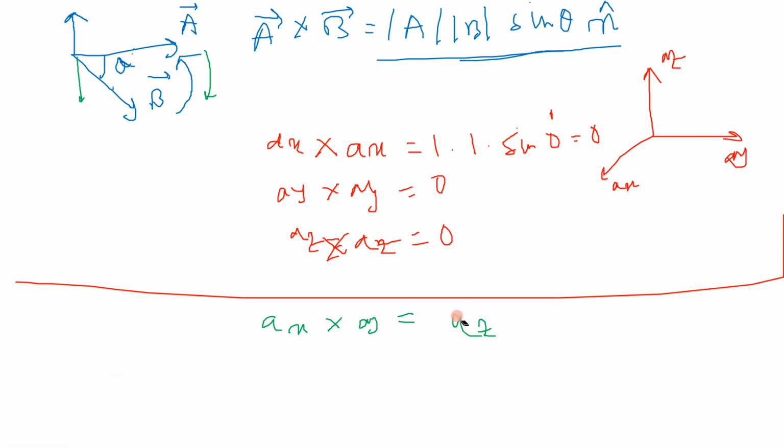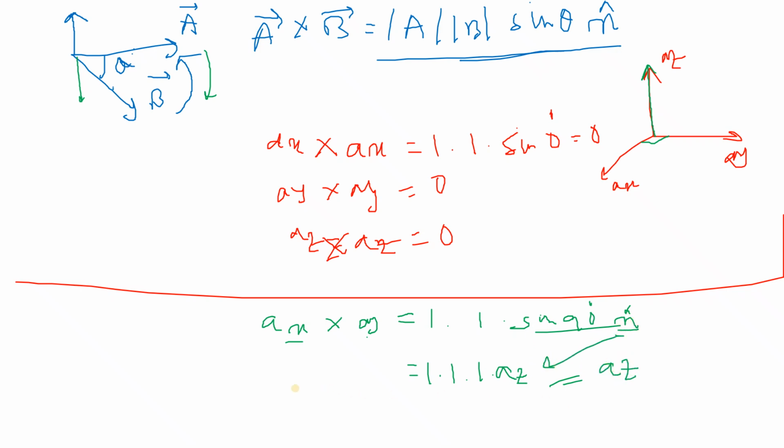Why? Because if I show the steps one by one, the solution is magnitude of x, magnitude of unit vector y, sine 90 degree, and n cap. If unit vector x and unit vector y are like these two, then the resultant will be this one. This is actually n cap. So n cap is nothing but the unit vector z, because this is 1, this is 1, and sine 90 is also 1, so it is 1 dot 1 dot 1, n cap is az. That means unit vector z.